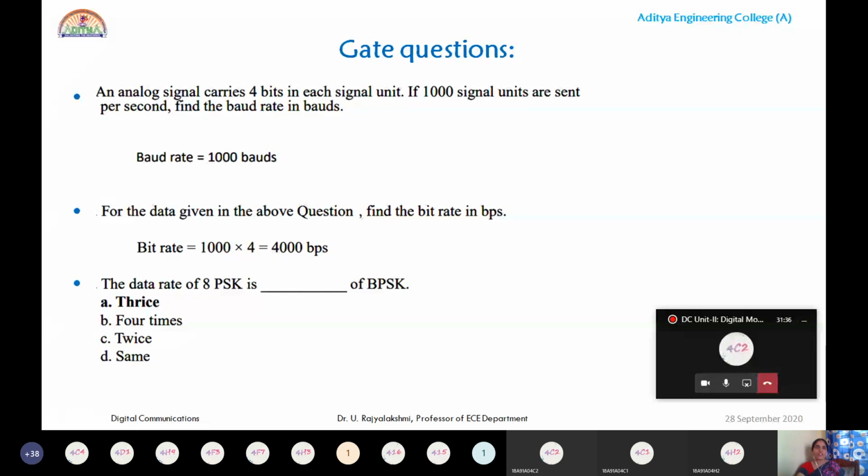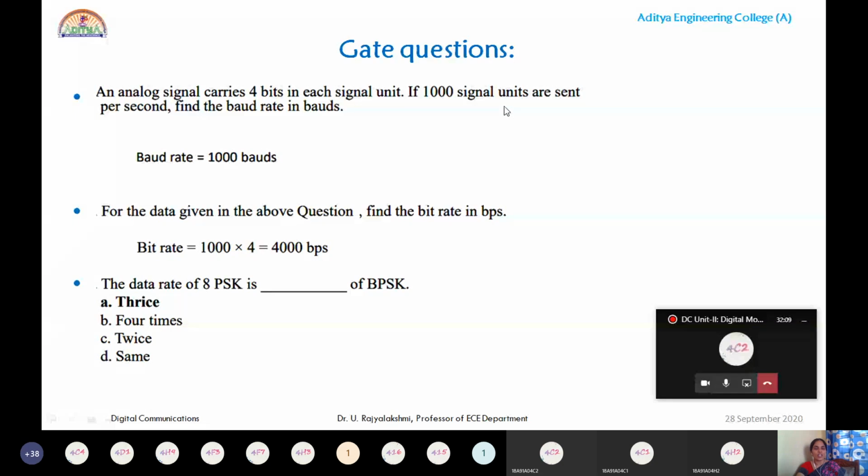4000 will be given to you, and 1000 will be given to you. What will you do? You will pick 4000 or 250, but actually the answer is given in the question itself. So you should carefully identify what is bit rate, what is baud rate, and what is n. Here n is 4 bits grouped in a signal unit. Signal units per second is nothing but the baud rate, and bits per second is the bit rate.